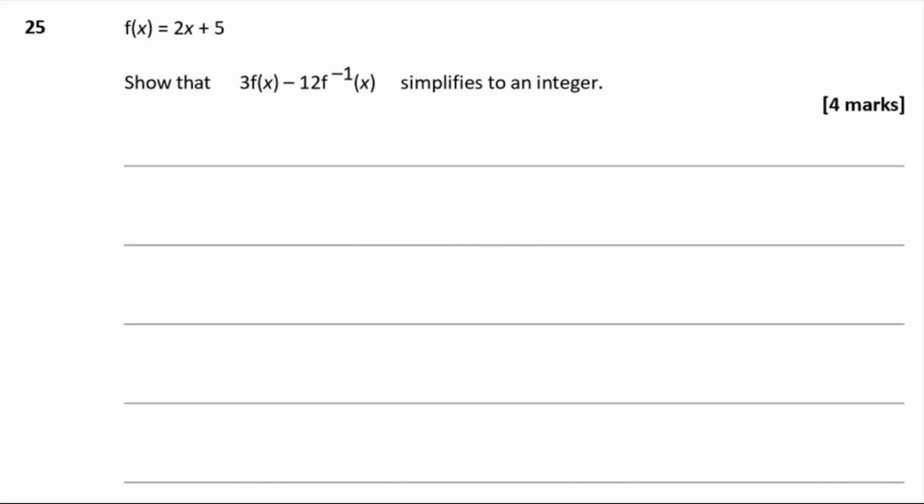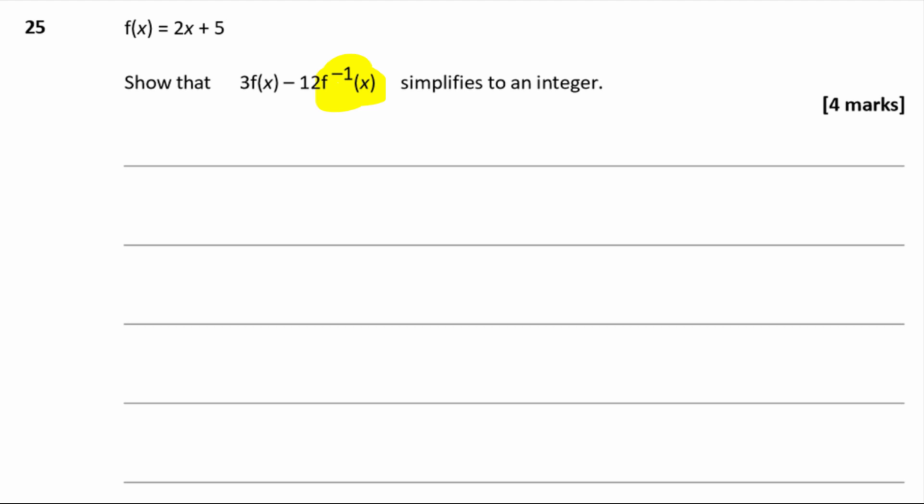Question 25, f of x is equal to 2x plus 5. Show that 3 lots of f of x minus 12 lots of f to the minus 1 of x simplifies to an integer. Okay, right, now before I go on and do this bit down here, I just want to know what this bit here is, f to the minus 1 of x. Now that's the inverse function of x, isn't it? Okay, and I can find the inverse function like this.